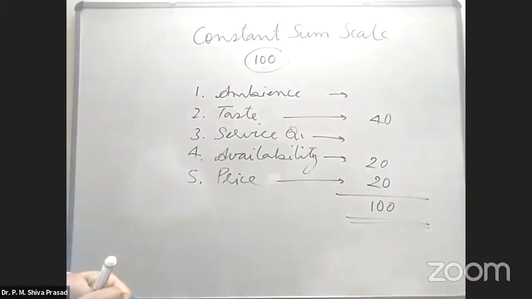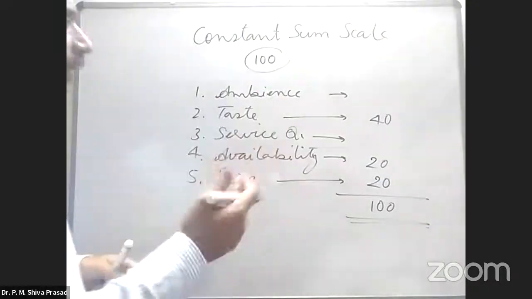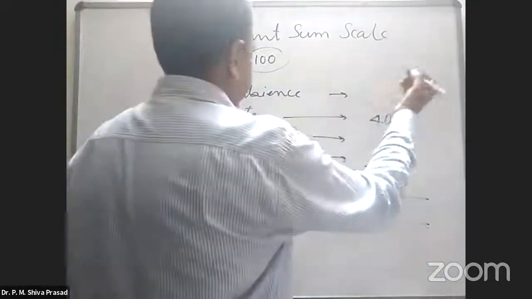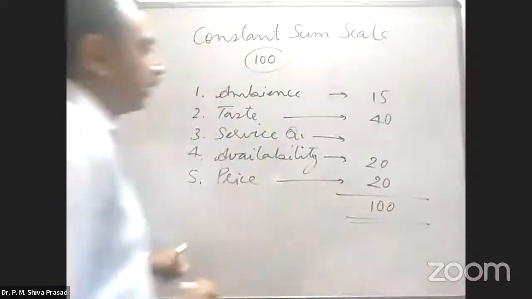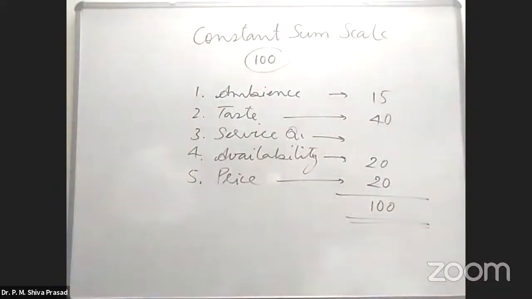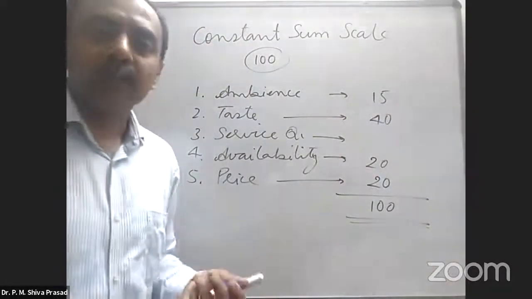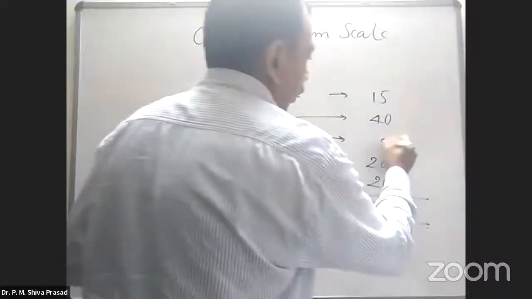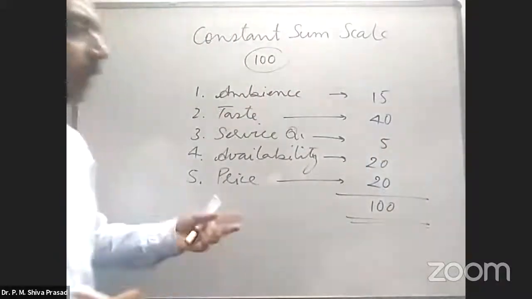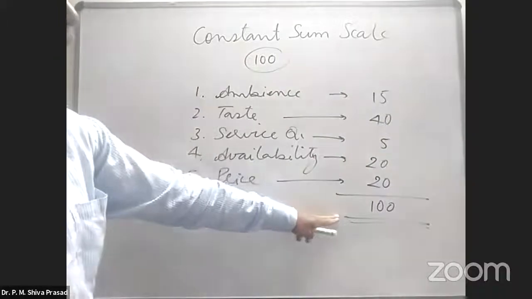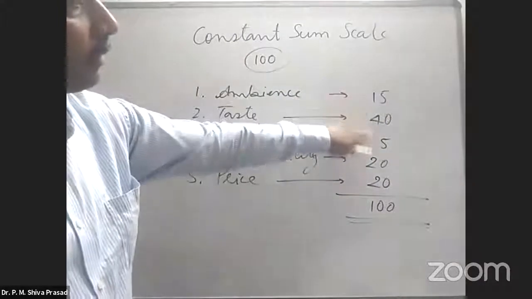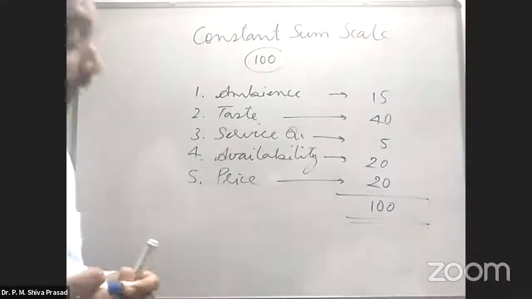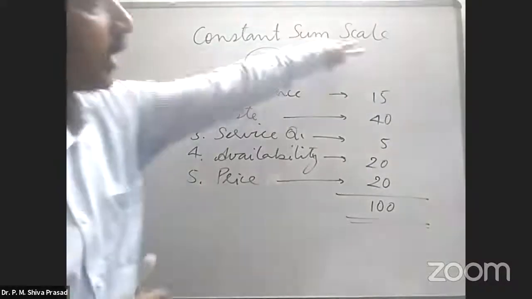In this, ambience, okay, I can give around 15. And the service, it is self-service. I don't like it, so I'm giving 5 points. And this is my opinion. So total should be equal to 100. Is it equal to 100? 55, 60, yes, 100. Now this is how constant sum scale is used.